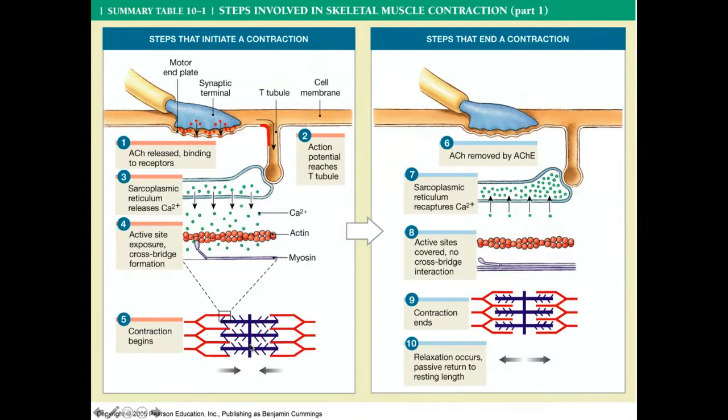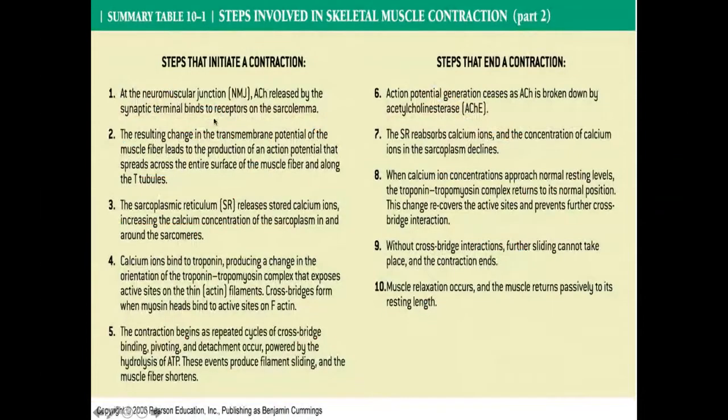Now, to go back to its resting state, you just have to reverse the steps, right? So to end the contraction, you have to remove the neurotransmitter. So acetylcholine is removed by acetylcholine esterase. Anything that ends in ACE is an enzyme. Enzymes degrade things and break things down. So acetylcholine is removed by acetylcholine esterase. When there's no more neurotransmitter, calcium goes back into the sarcoplasmic reticulum. If there's no more calcium, then troponin and tropomyosin can go back to their resting state. The myosin head goes back, and the muscle contraction ends.